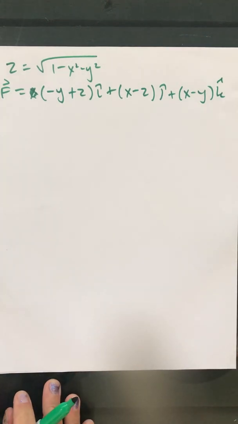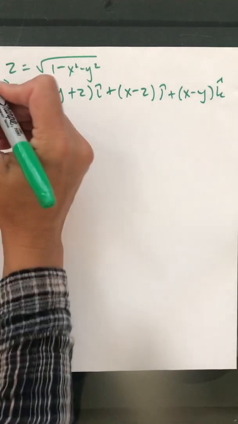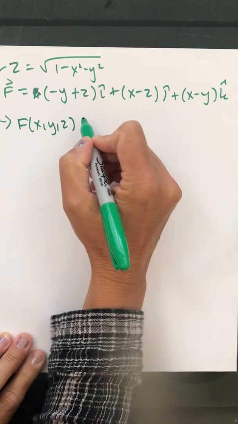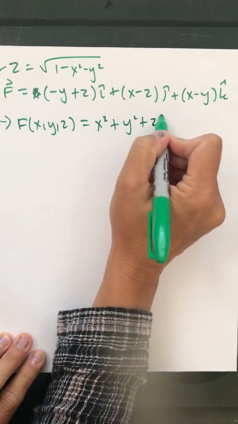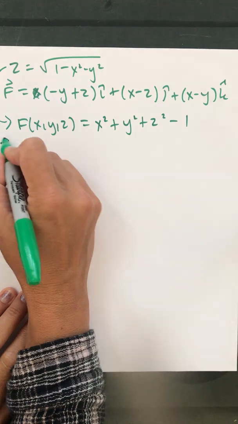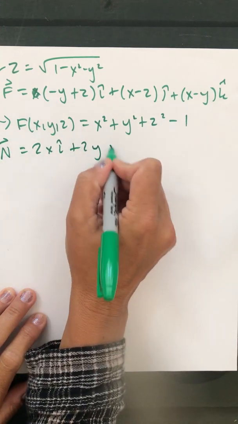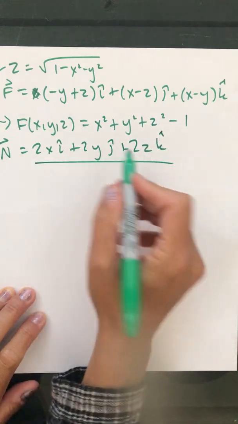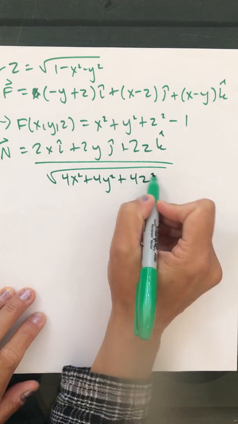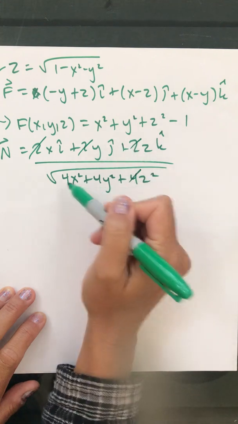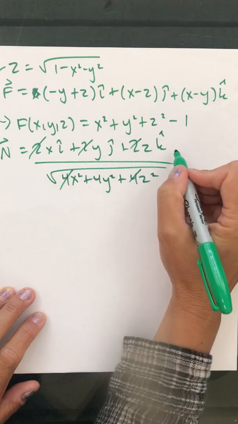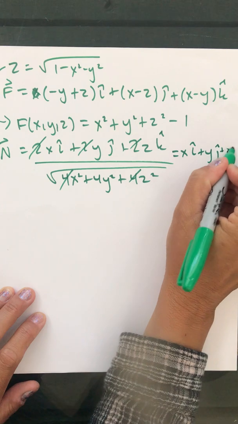In order to use a surface integral, we're going to need to create a function. Let's call our function of x, y, and z x squared plus y squared plus z squared minus 1. Now we can find a normal vector: 2x i hat plus 2y j hat plus 2z k hat, all over the magnitude, which is rad 4x squared plus 4y squared plus 4z squared. The 2's cancel with the 4's, and x squared plus y squared plus z squared is 1, so this just becomes x i hat plus y j hat plus z k hat.